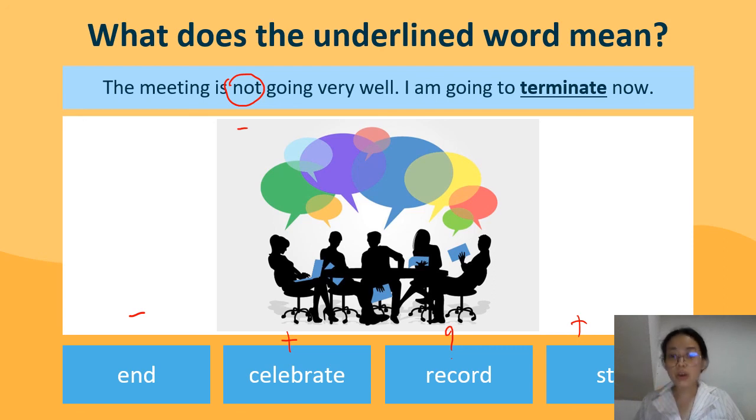So maybe if you're not sure, read again and try to put the word in the sentence, and maybe you'll get more idea and you may decide more easily. So the correct answer is end. The meeting is not going very well. So let's stop it right here. Let's end the meeting right here. So maybe we will have a conflict, or we may argue with each other. So can you tell me how many words you got? Can you guess it right?